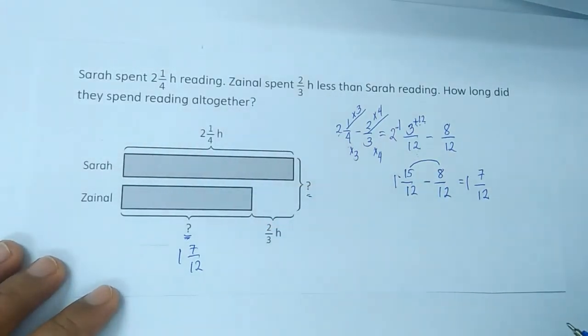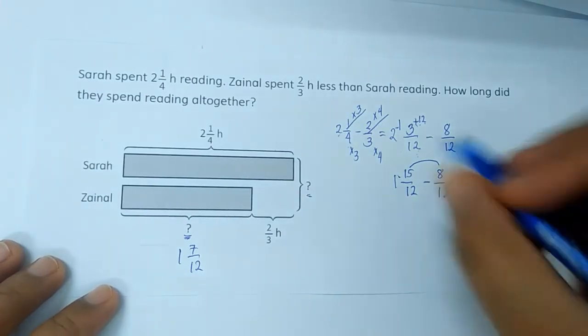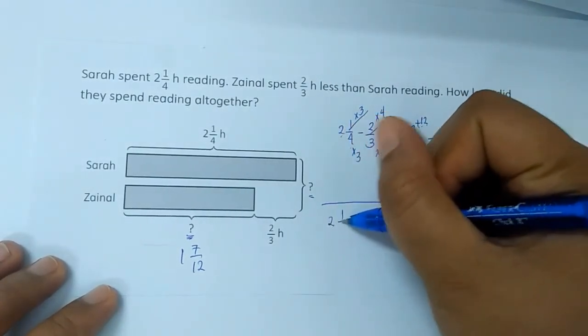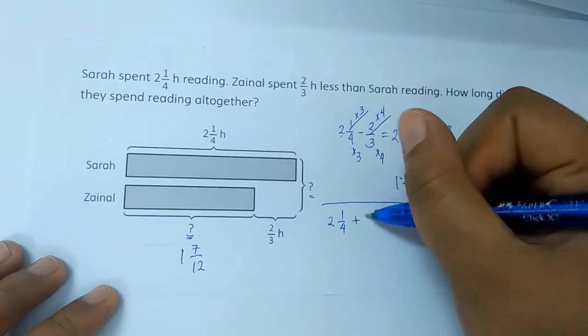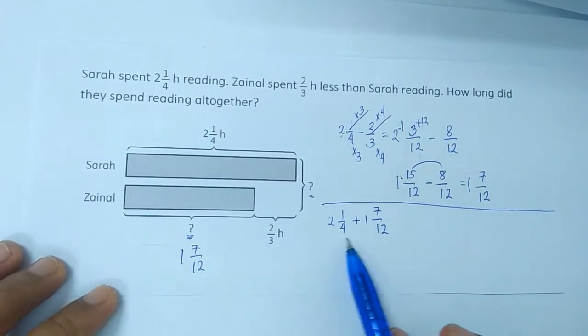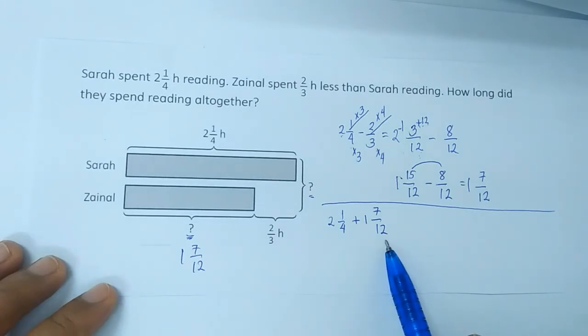Can we find now the total of Sarah and Zainab? Yes. How are we going to take the total? Very good. We're going to add. So 2 and 1/4 plus 1 and 7 over 12. As you can see, their denominators are not the same. We need to make 12 their denominator.